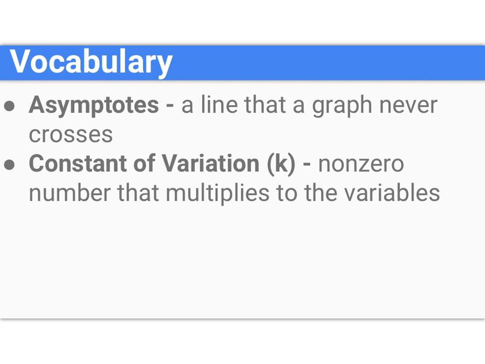Asymptote. We had an asymptote when we talked about an exponential function. I did not say the word asymptote, but we will see it now. We'll see an example, a picture of it, and then constant variation.